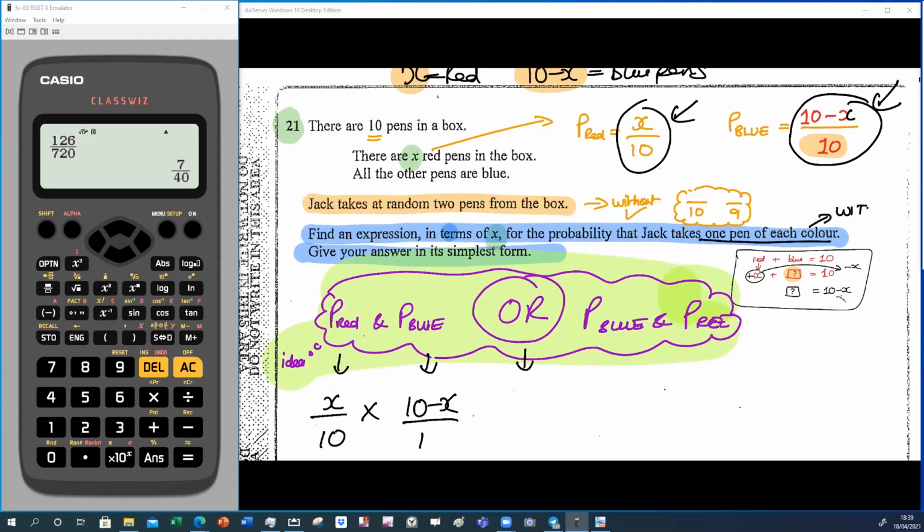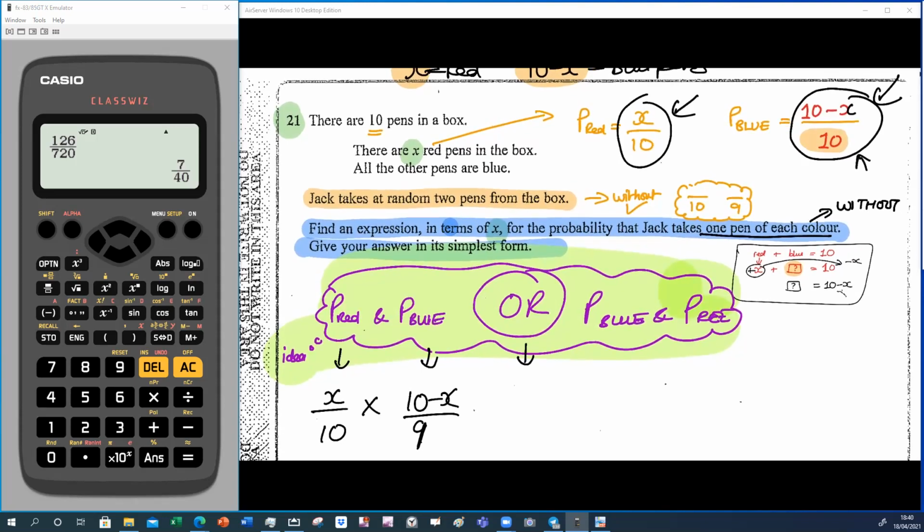No. So even though the top probability is absolutely correct, we have to adjust it for this context, the blue part. Yes, the probability of a blue is 10 minus x over 10, absolutely correct. But because we're not replacing it, that 10 becomes a 9. Absolutely correct. Put a big plus here, big fat plus.